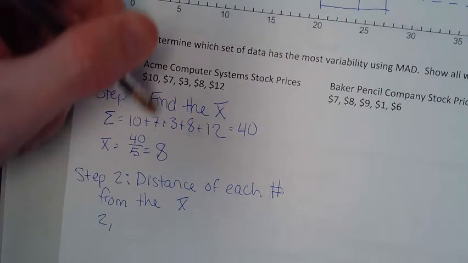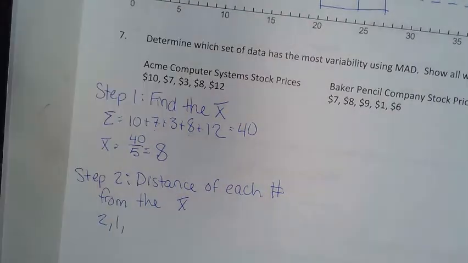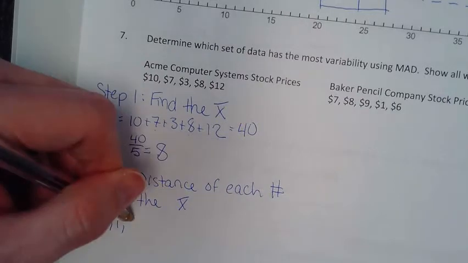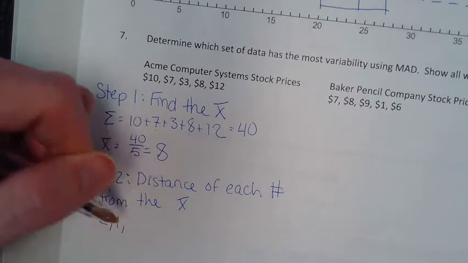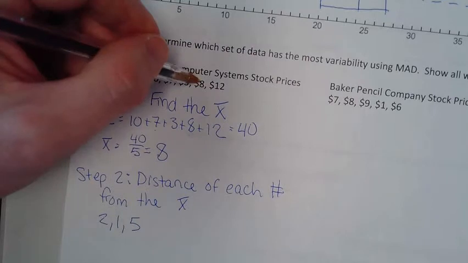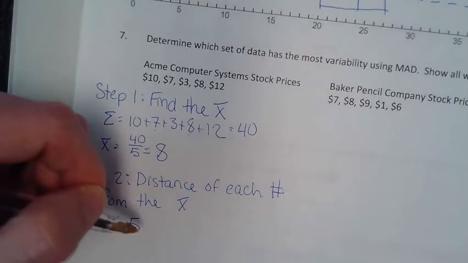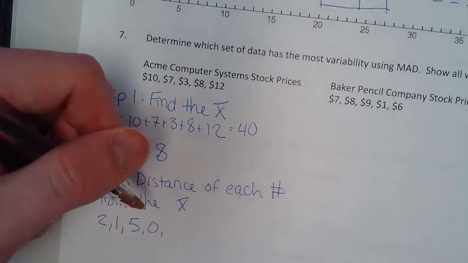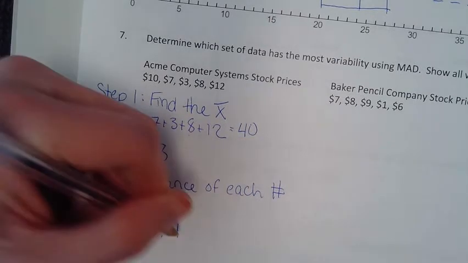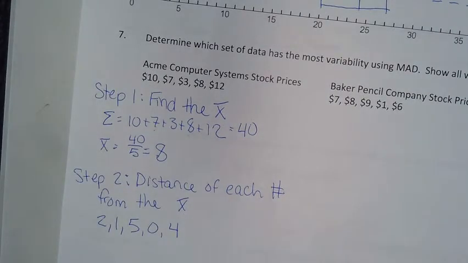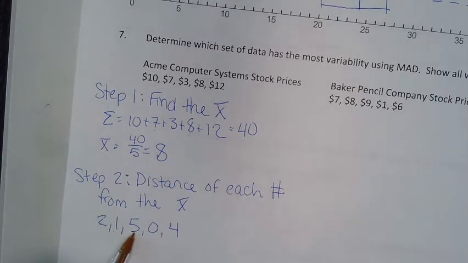How far away is 3 from 8? How far away is 8 from 8? How far away is 12 from 8? 4. All right. So 2 plus 1 is 3. Plus 5 is? 8. Plus 0 is still? 8. Plus 4 is? 12.